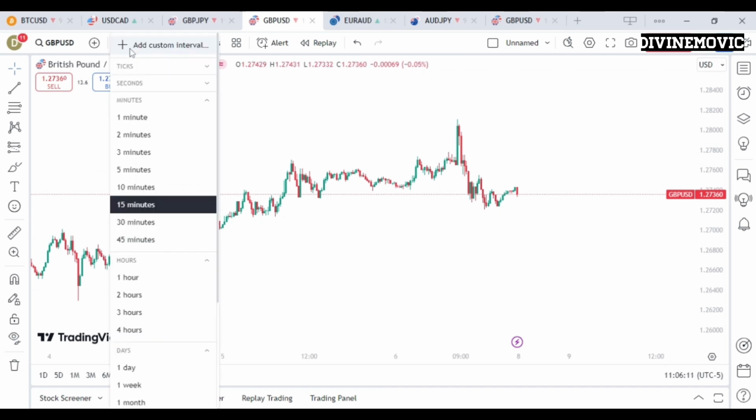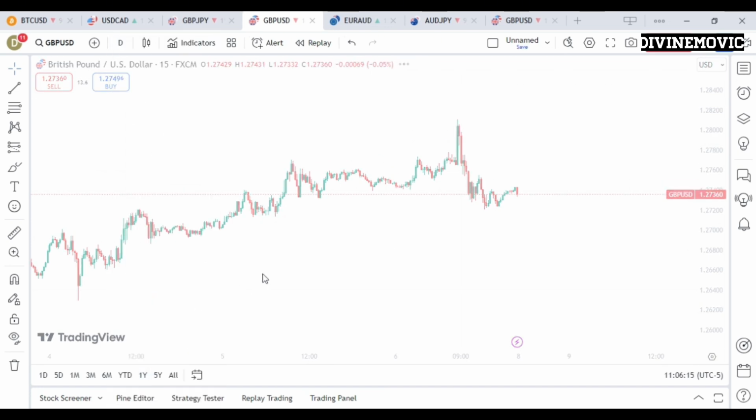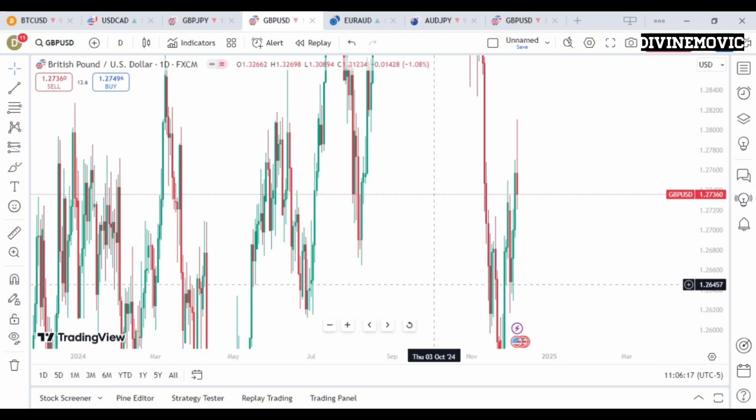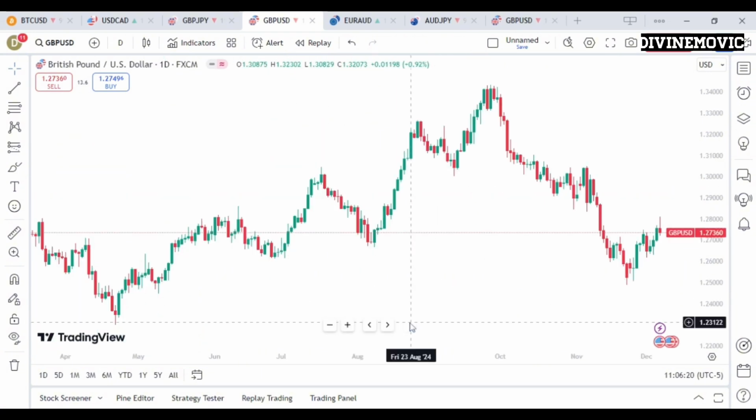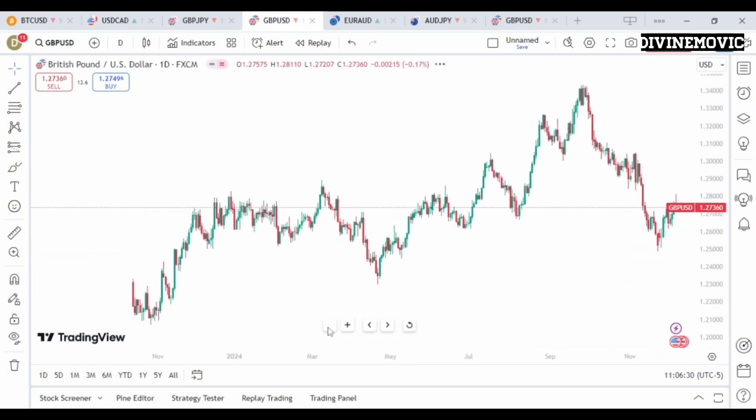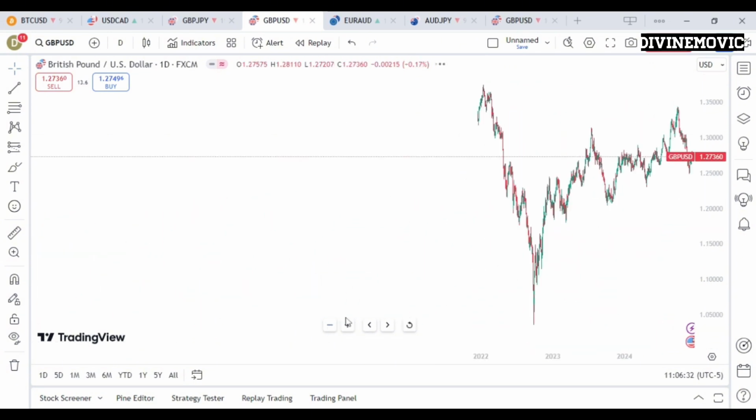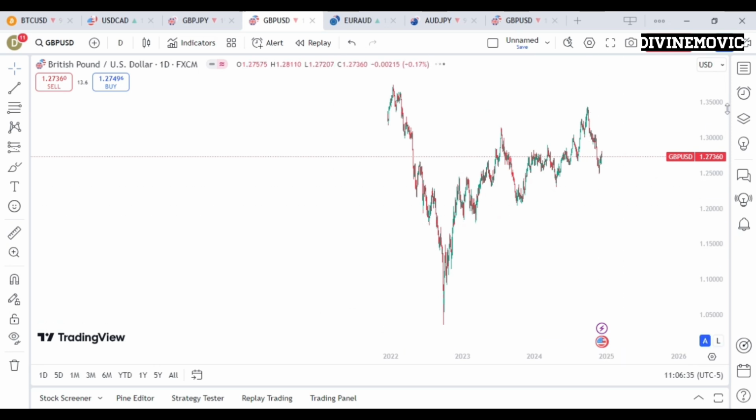I'm going to go to the daily time frame and understand where price is coming from and where price is going to. Now on the daily time frame, I'm looking for two things: direction and key levels. Where is price coming from and where is price going to? For me to understand direction, I simply want to zoom in very well and see the overall picture of where price is coming from and where price is going to.